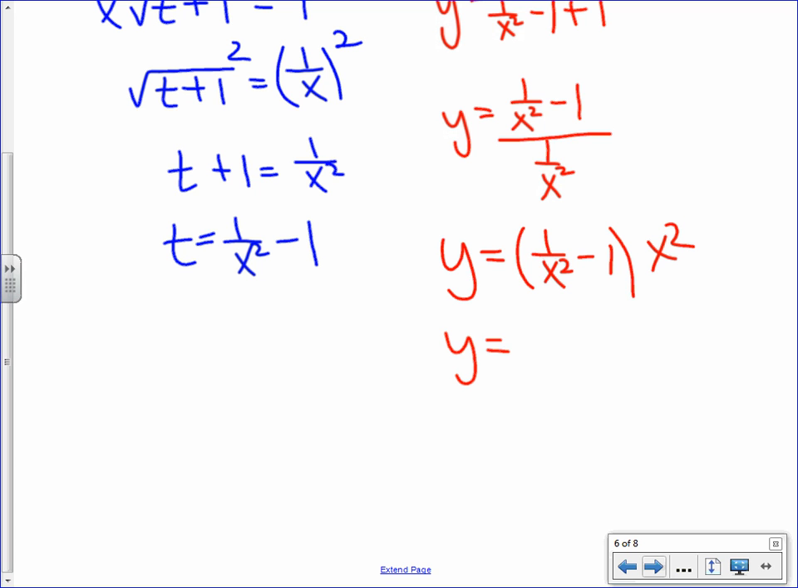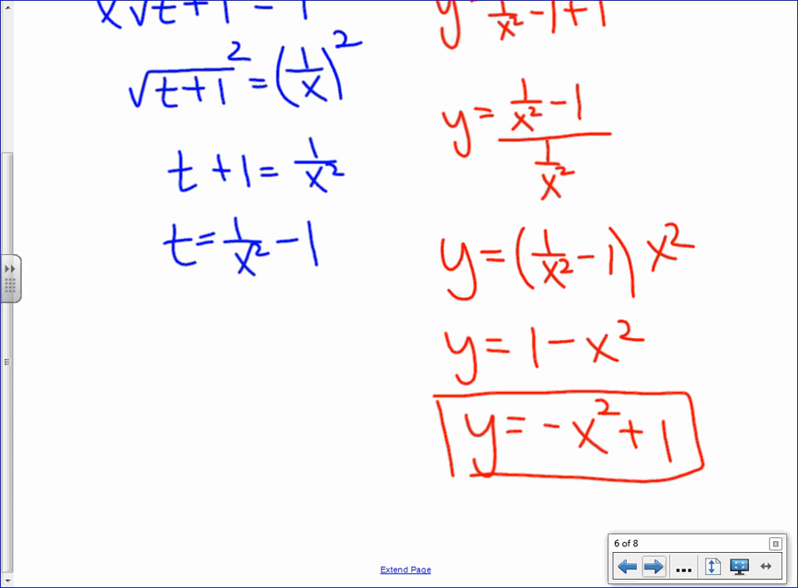So we multiply here to get 1. We multiply here to get, so y equals negative x squared plus 1. I rearranged it. Okay, so this looks like what we did back in chapter 1, right? The y equals negative x squared plus 1.